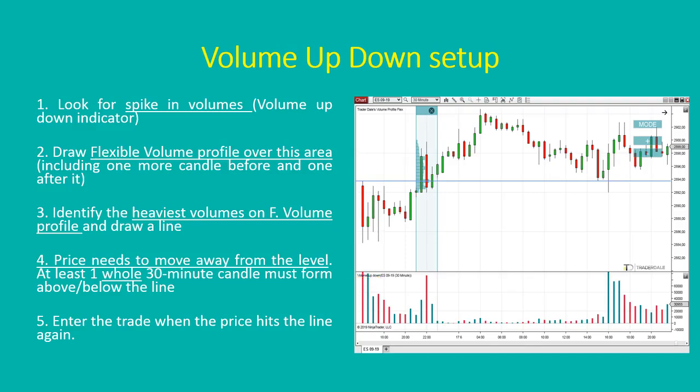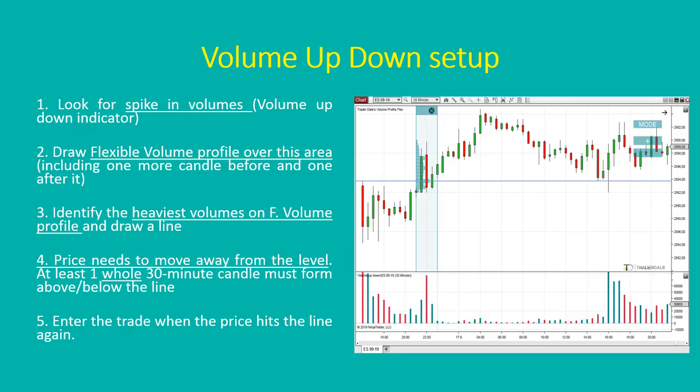So, you look for a spike in volumes. In this case, the spike is in here. This is the spike in volumes. If you compare the volumes to other ones, for example to those volumes or to those volumes, then you can tell that this is a volume spike. Unusually heavy volumes compared to the volumes around.